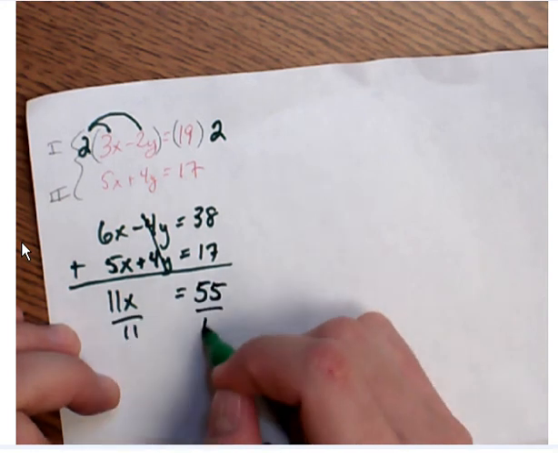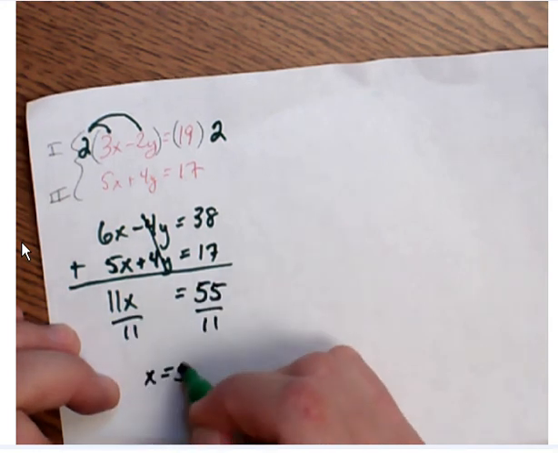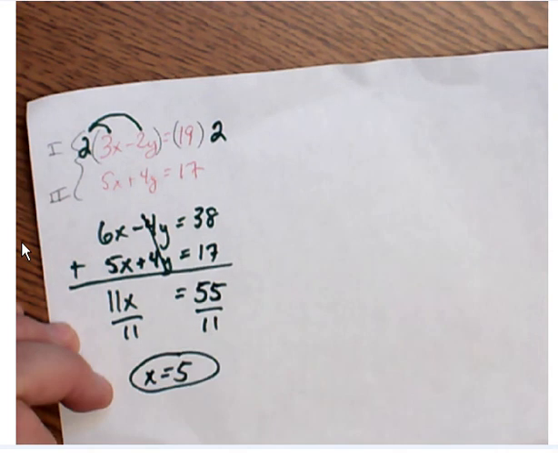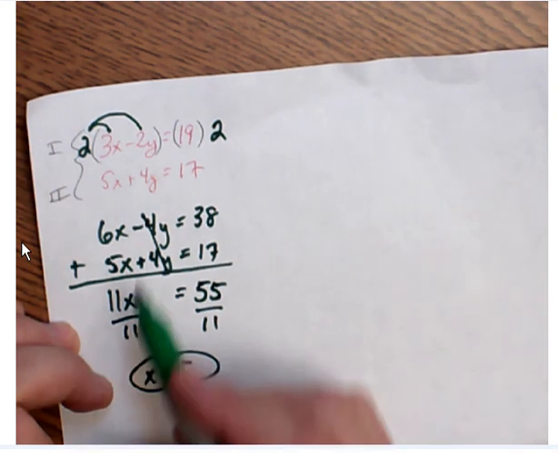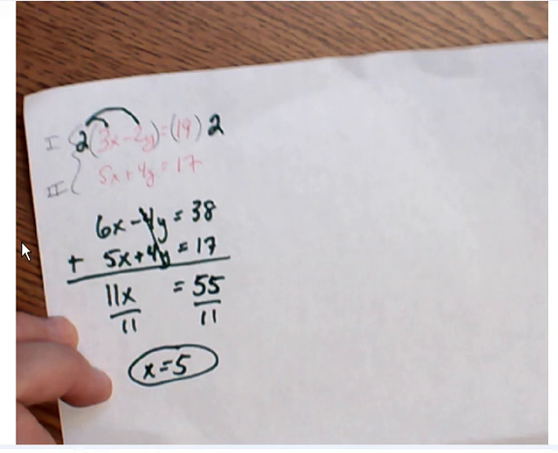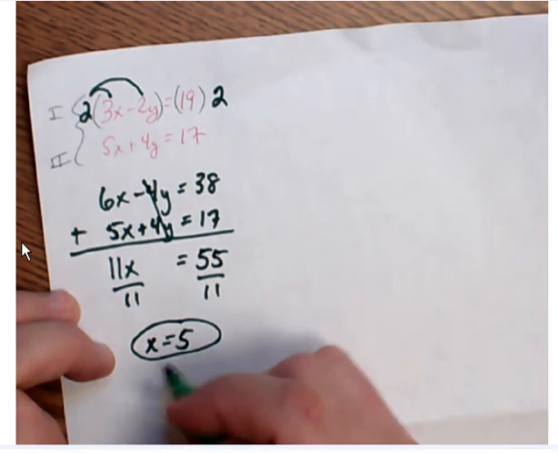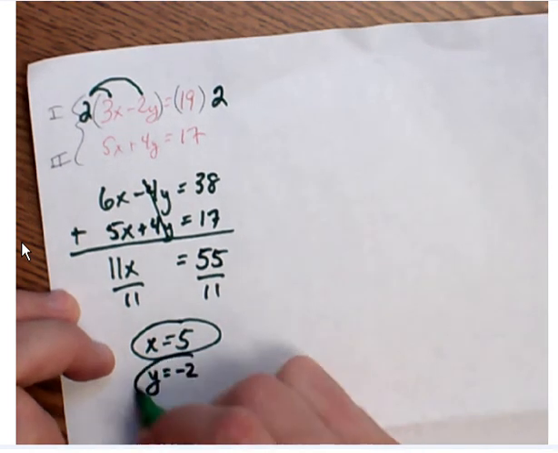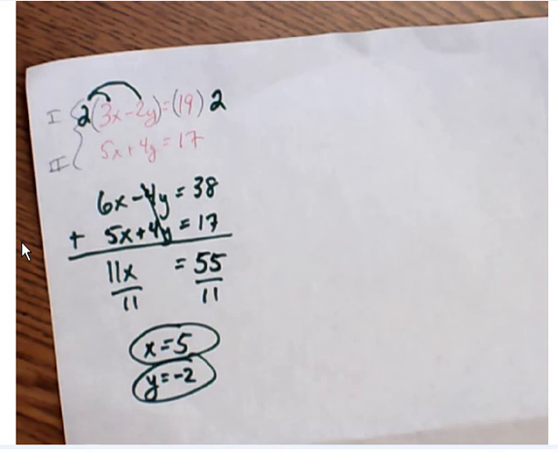Divide by 11. We get x equals 5. Notice that's the same value that I got when I eliminated the x's. So you're going to get the same thing. And if you go through this, you get y equals negative 2. Okay, so those are your 3 examples there. Once you've finished these notes here, we're going to practice a little bit more, but that is it for the notes.